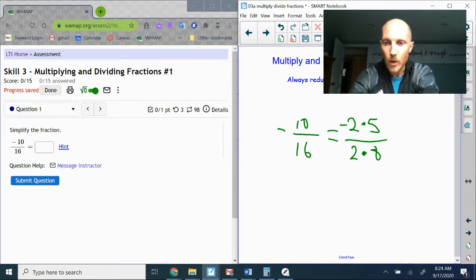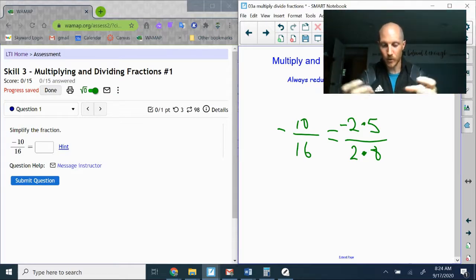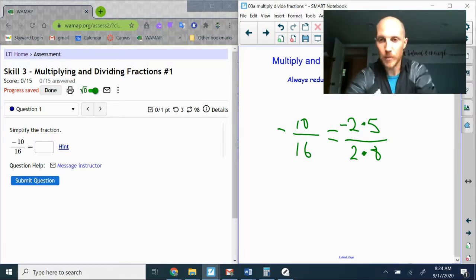Okay, one way of doing this, certainly not the only way, to keep it written down and organized, is to break those numbers apart into smaller multiples, 2 times 5 on the top and 2 times 8 on the bottom. And this negative sign we can just treat as one more thing that is being multiplied. It's like a negative sign, a 2, and a 5.